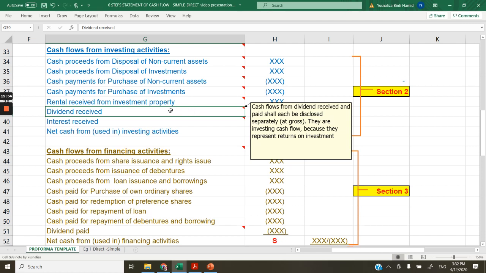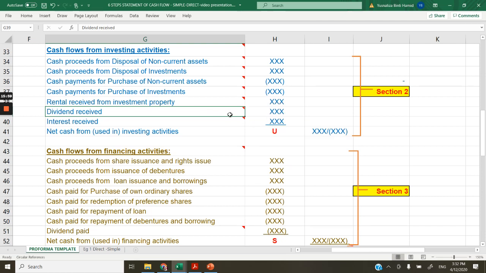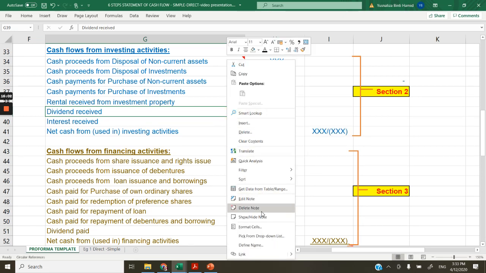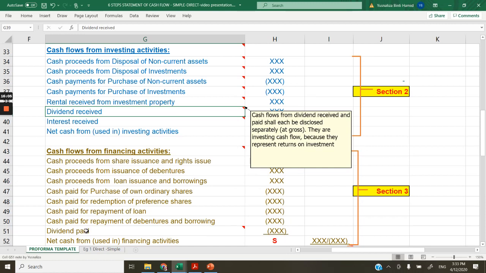You have to disclose the dividend received here in the investing activities, and the dividend paid must also be disclosed separately. So if you look at the bottom here under financing activities, which is our section 3, there is an item of dividend paid. So dividend paid must be classified under financing activities, and as what we have here, the dividend received must be disclosed separately. It shouldn't be the net effect of the dividend received versus the dividend paid.